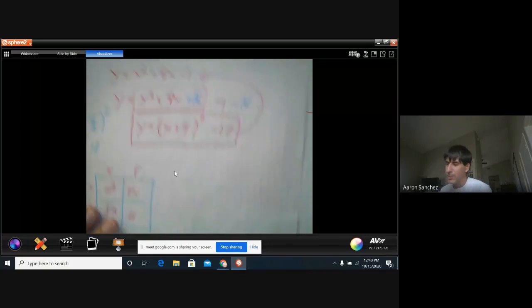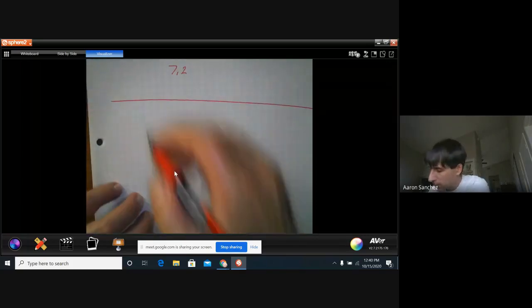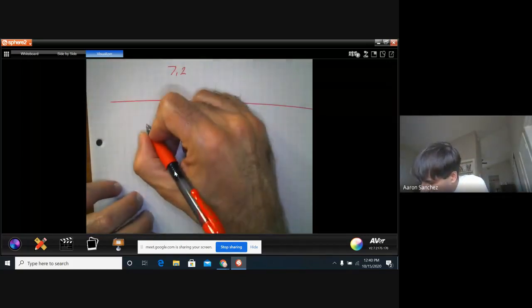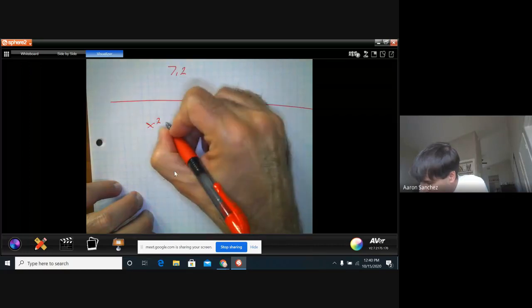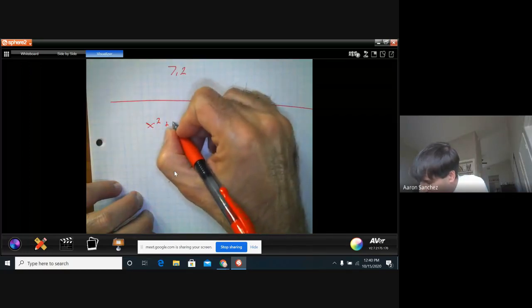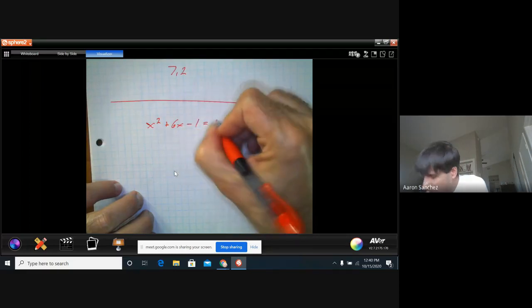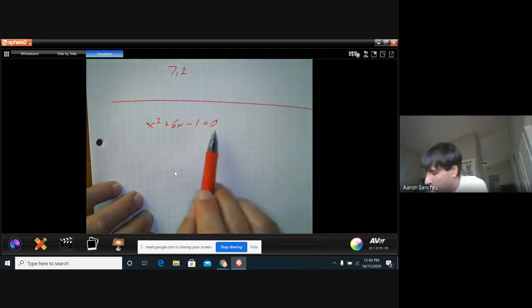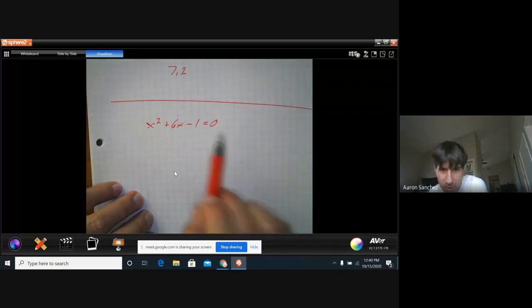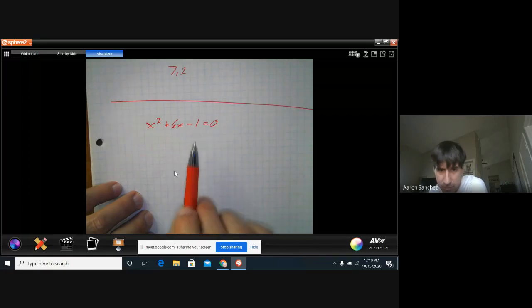However, circles are a little bit different. Circles will look something like this. So write this down. x squared plus 6x minus 1 equals 0. Circles will not have the y like this. It won't be y equals. There's going to be a y in it, but it's not going to look like this. It's going to look more like this than the one we did before.